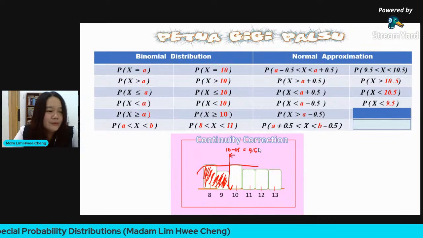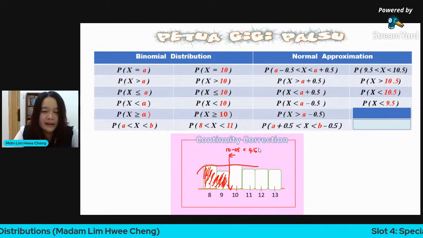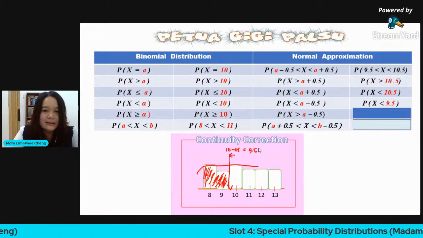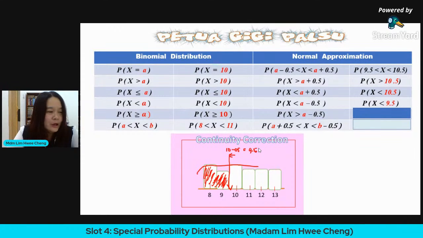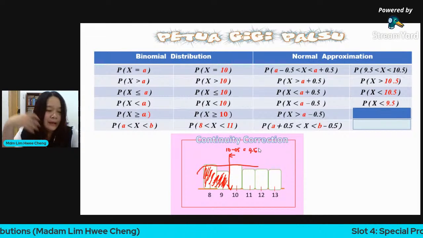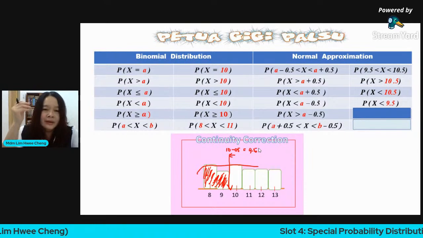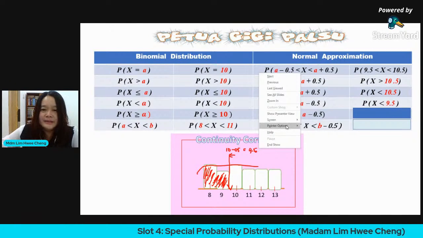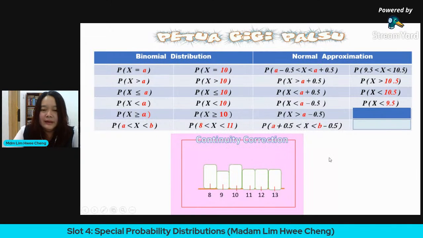If you have time, you go back and try by using the methods that I teach you. So you will find it very easy. So to do the continuity corrections by using the gigi palsu. This is why I call it gigi palsu, because I want my students to remember it. Okay, you can have a try.